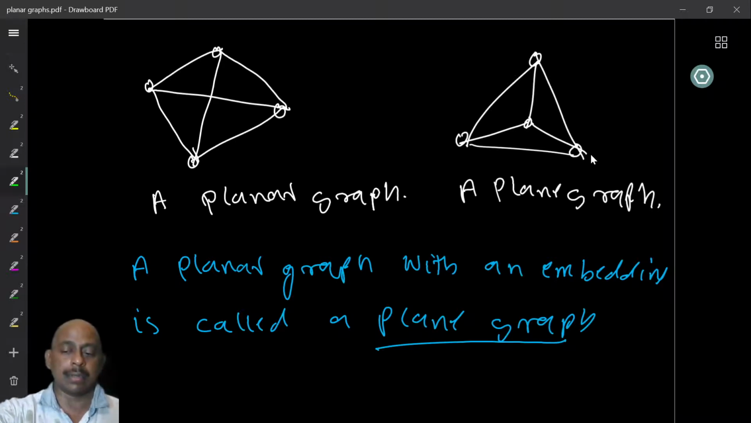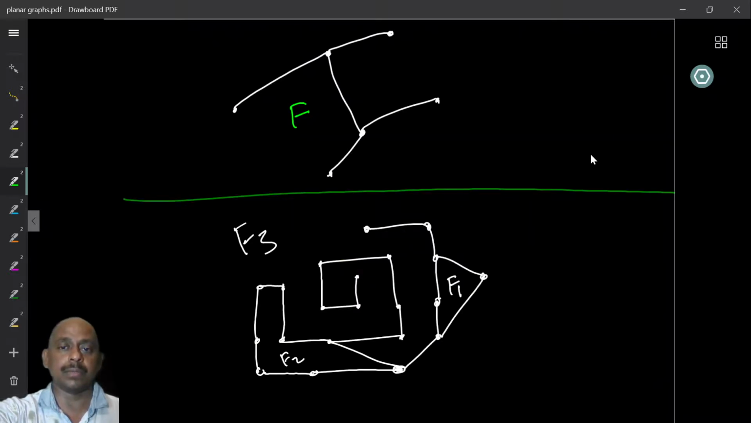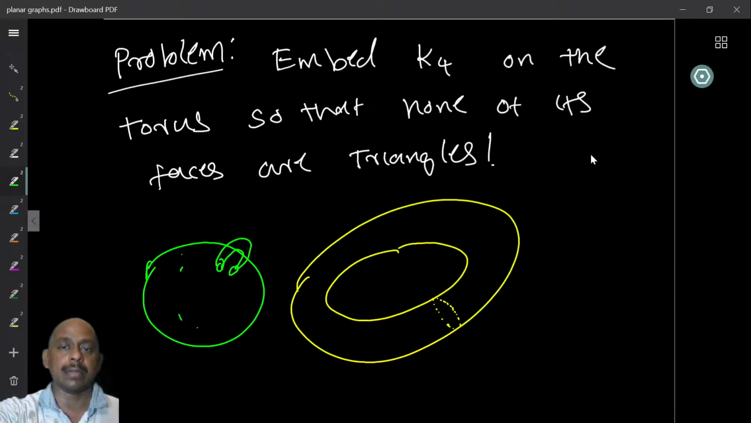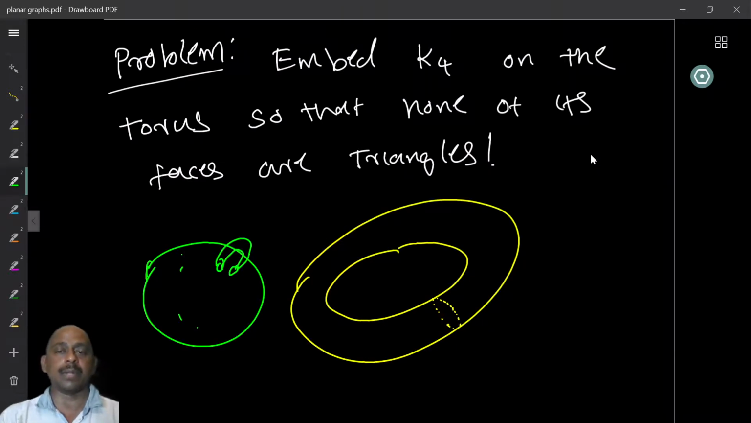But on the other hand, what I want you to do is to find an embedding on the torus for this graph so that no face is a triangle. Okay, this is probably not immediate, but if you think about it, you will be able to come up with an answer.